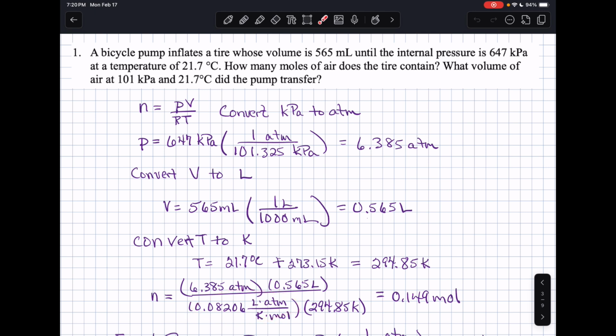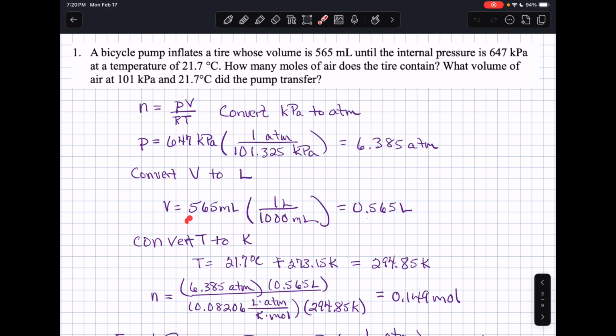If I'm using that constant with these units, it means my pressure should be in atmospheres and my volume should be in liters. So we have volume in milliliters and pressure in kilopascals. So let's go ahead and convert kilopascals to atmospheres. So we use our conversion factor, 101.325 kilopascals per atmosphere, and we calculate the number of atmospheres to be 6.385.